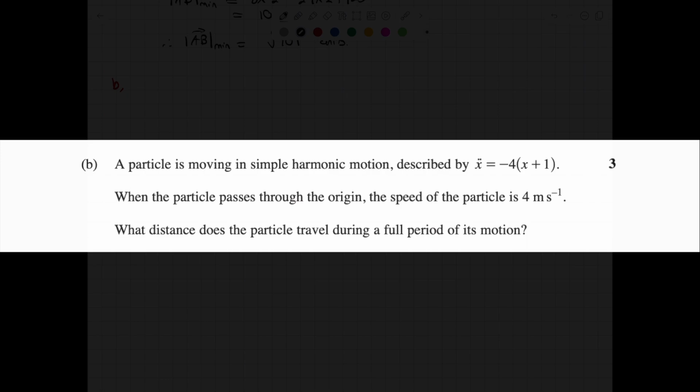Part B. A particle is moving in simple harmonic motion described by x double dot equals minus 4 into x plus 1. When the particle passes through the origin, the speed of the particle is 4 meters per second. What distance does the particle travel during a full period of its motion?